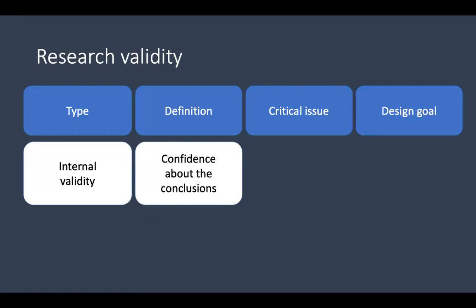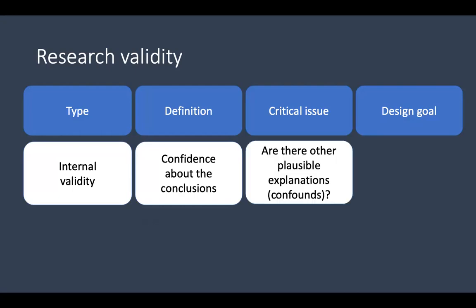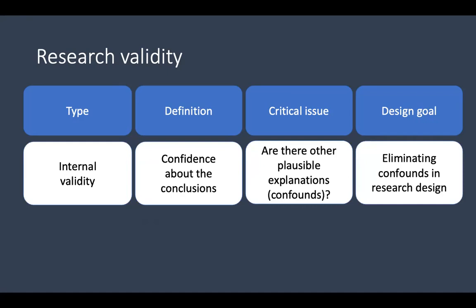Internal basically means how confident we are about the conclusions that we're drawing from the data. How confident can we be if we draw conclusions from data obtained through this particular research design? The critical issue is whether there are any plausible explanations other than the factors that you're interested in. If we have failed to account for them, and reviewers happen to find them in your research design, then they can start to propose other plausible explanations for your research findings. So this is a question about confounds, right? And the goal of the design is to eliminate confounds or take these other factors into consideration.